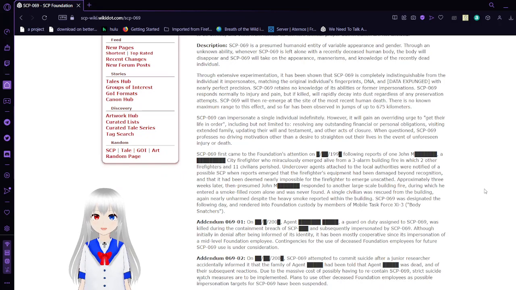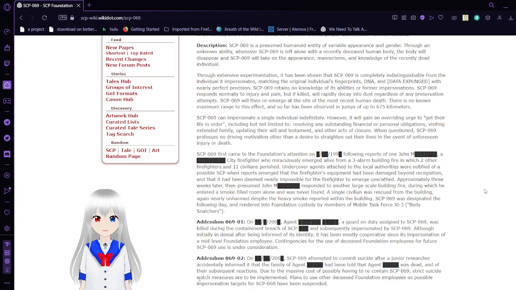Description: SCP-69 is a presumed humanoid entity of variable appearance and gender. Through an unknown ability, whenever SCP-69 is left alone with a recently deceased human body, the body will disappear and SCP-69 will take on the appearance, mannerisms, and knowledge of the recently dead individual. Through extensive experimentation, it has been shown that SCP-69 is completely indistinguishable from the individual it impersonates, matching the original individual's fingerprints, DNA, and dental records with nearly perfect precision. SCP-69 retains no knowledge of its abilities or former impersonations.